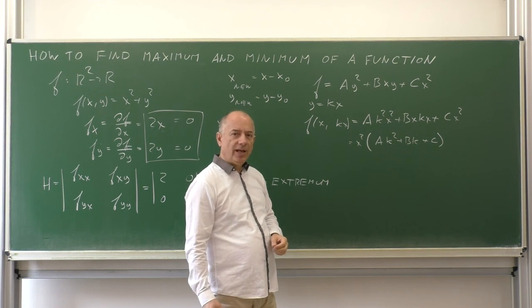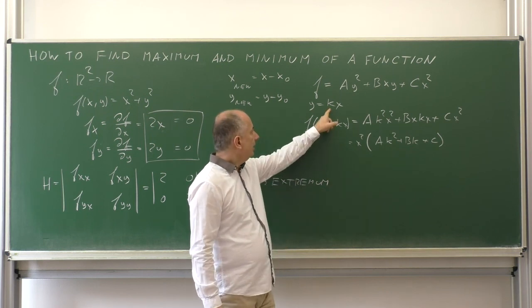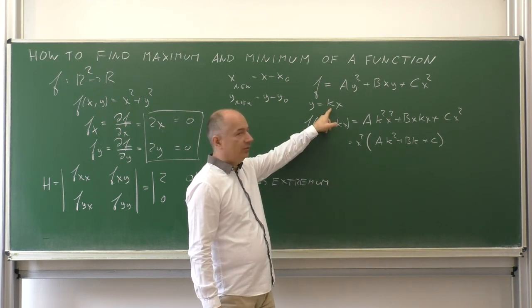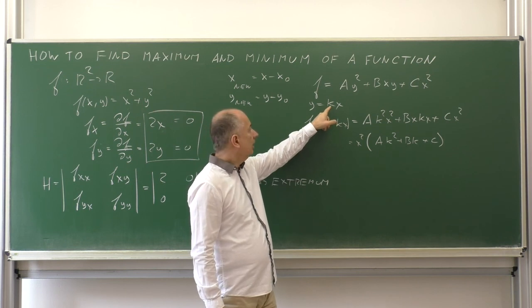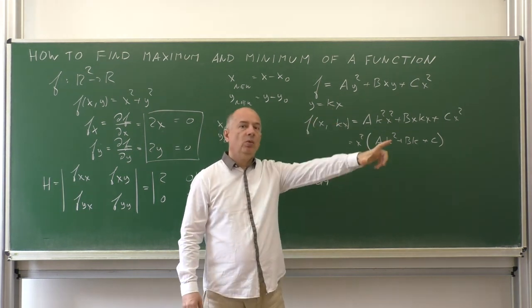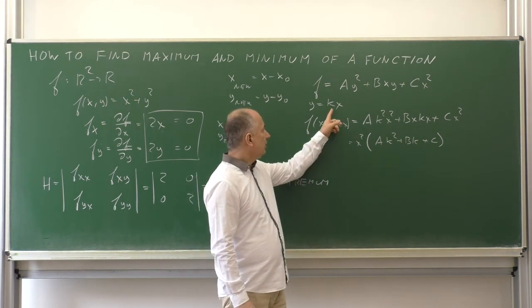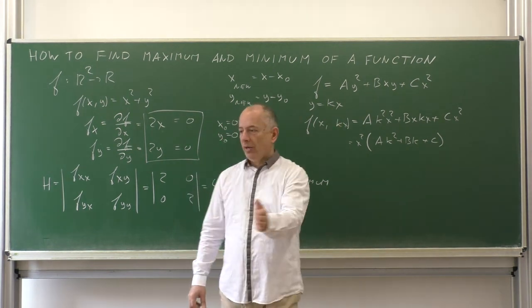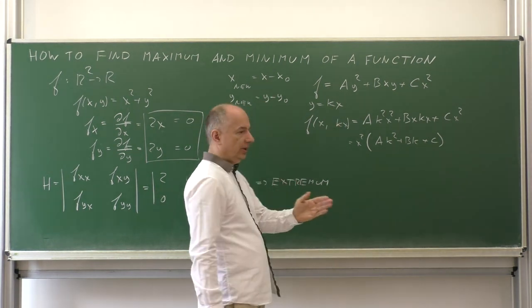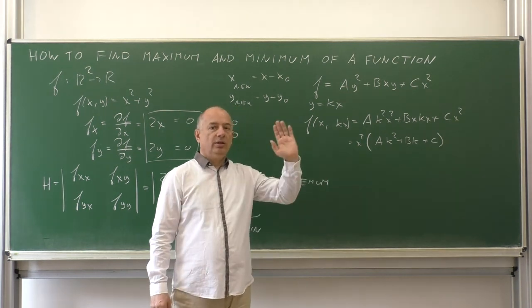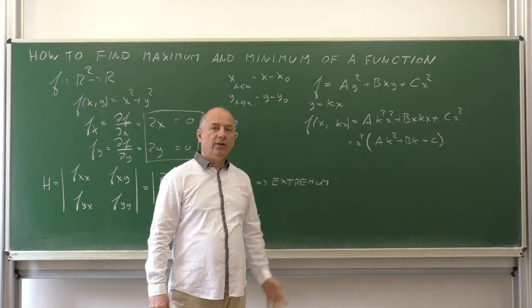What is the meaning of k? K is the slope of the line along which we move away from the origin. So changing k, we change the direction in which we observe, we test, we evaluate the function.